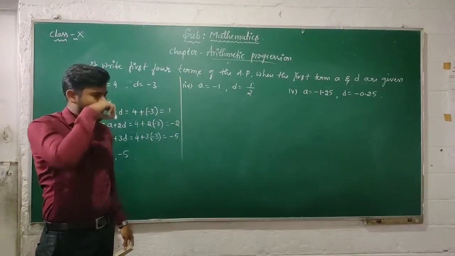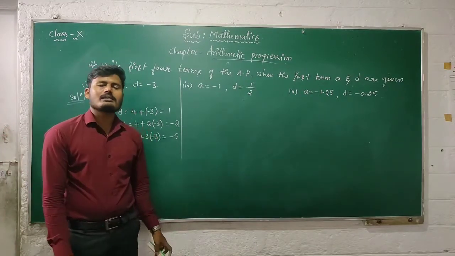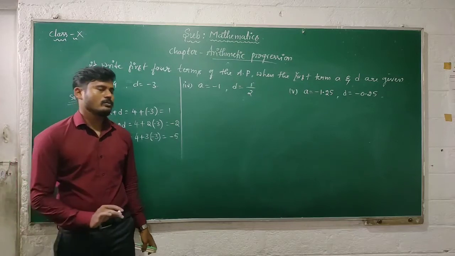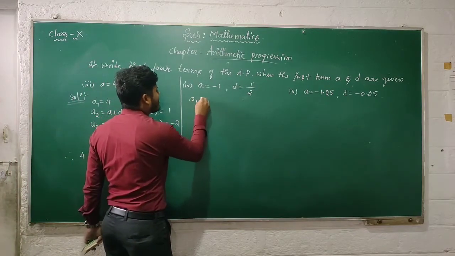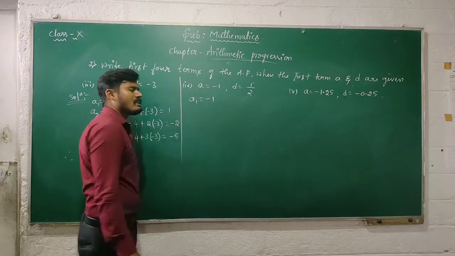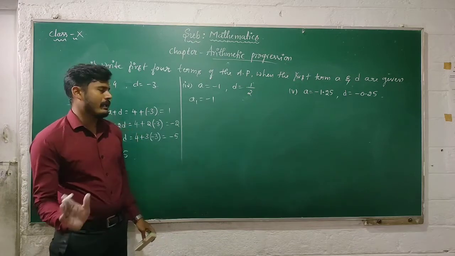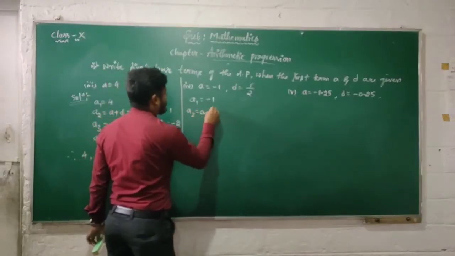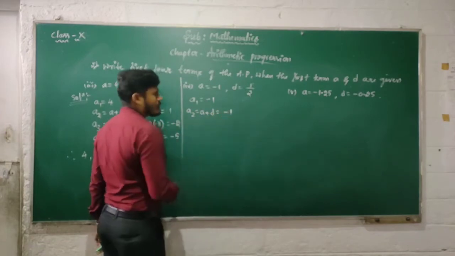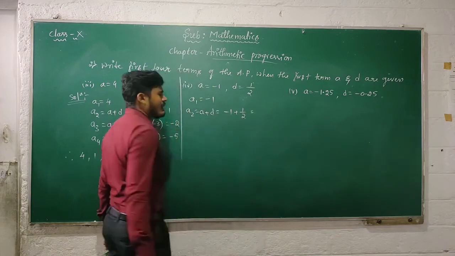If the first term of the arithmetic progression is minus 1 and the common difference is 1 by 2, that means half. So a1 is equal to minus 1, that means the first term can be denoted by using a or a1, both are the same. So then a2, this is equal to a plus d, then a is minus 1 plus d is 1 by 2.